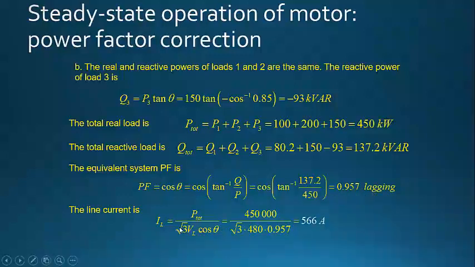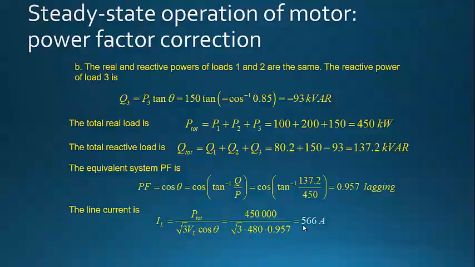So now let's see what we can do to get our line current, because the question said that we should find a line current. Once again, we will make the line current the subject, so P total will be equal to root 3 multiplied by VL cos theta, and we have cos theta to be 0.957 lagging. If we substitute, we are going to get a current of 566 amps.